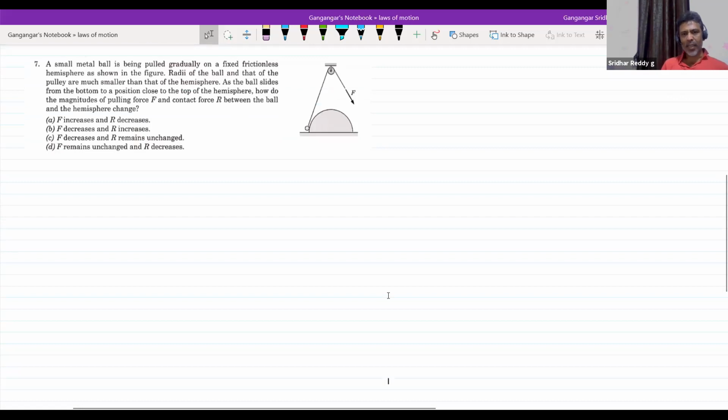A small metal ball is being pulled gradually on a frictionless hemisphere as shown in the figure. The radius of the ball and that of the pulley are much smaller than that of the hemisphere. Have the ball slide from the bottom to a position close to the top of the hemisphere. How do the magnitude of pulling force F and contact force R between the ball and the hemisphere change? This R you can write as N, or say no problem, let it be R. R is the reaction force, it is telling.